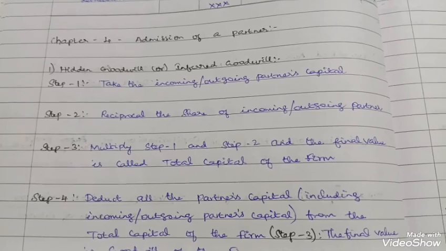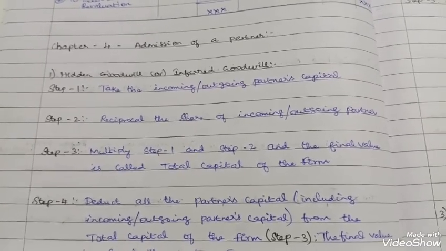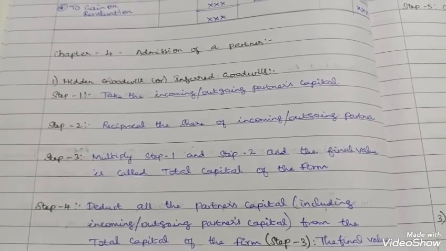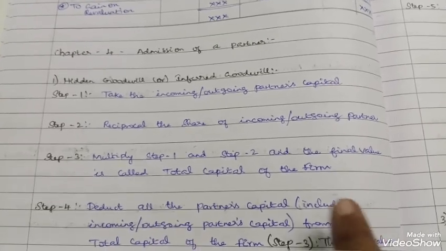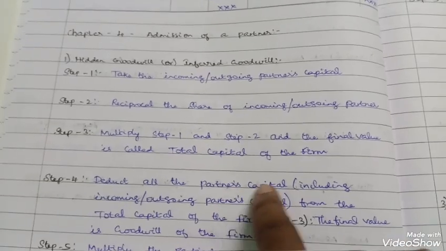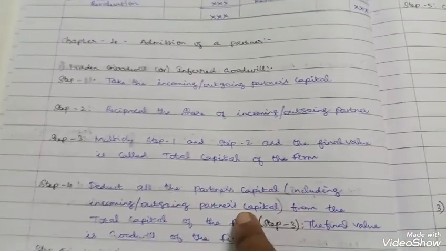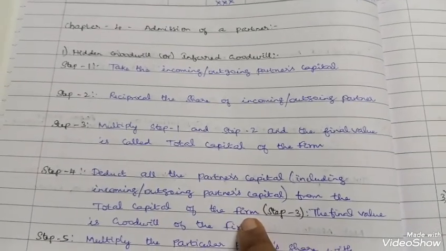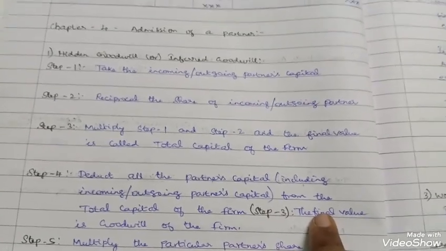So for example, if the incoming partner is bringing in some capital, for example 20,000, and his share is 1/4, you have to do it as 20,000 into 4/1. So you will get 80,000. Okay. So from that 80,000, you have to deduct all the partners' capital, including the incoming or outgoing partners' capital. You will get the total capital of the firm. So the final value will be the goodwill of the firm.